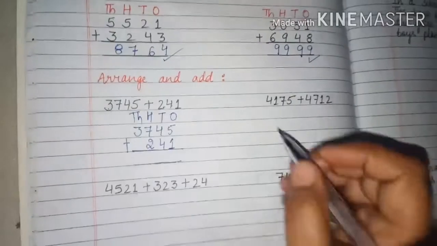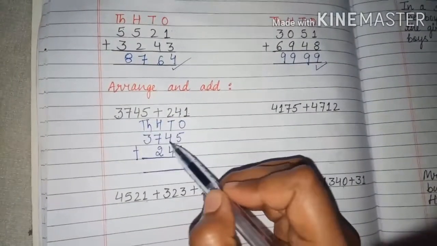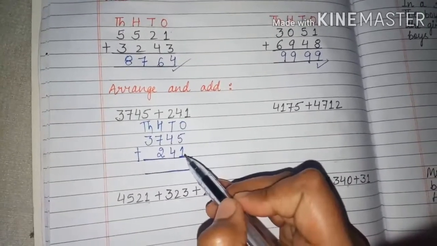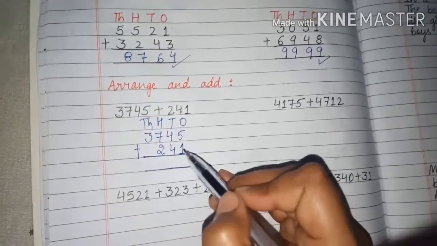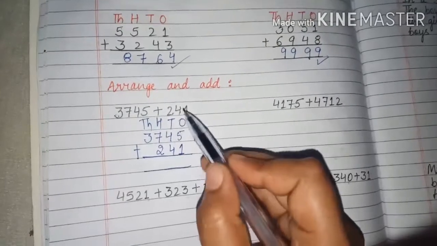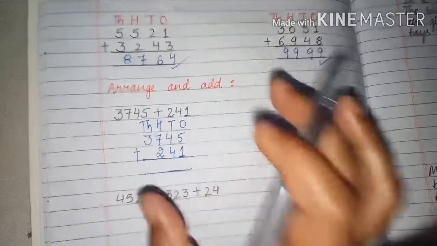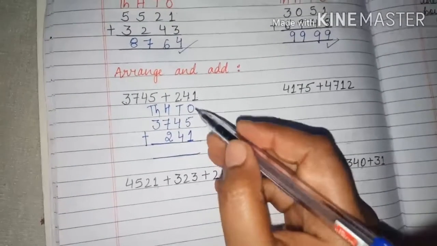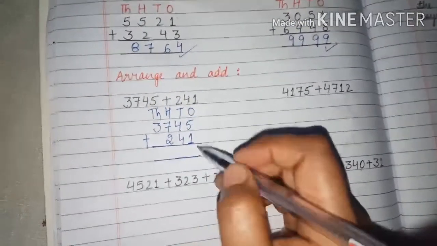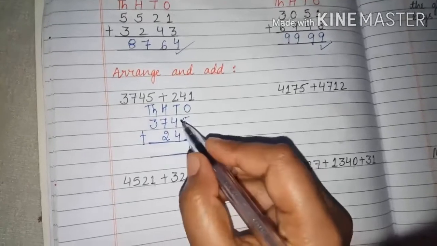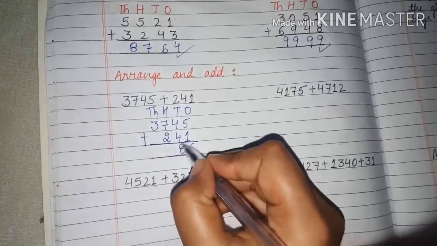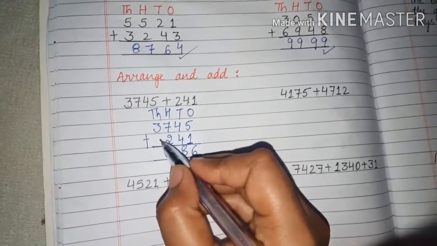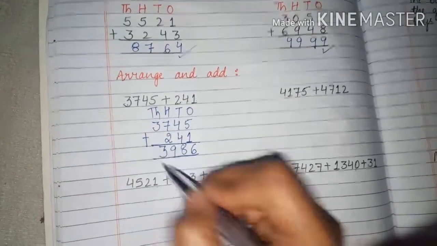And there is one more method: you write 3745, after that start with the ones digit. Write in the ones digit and then follow on, and you will not get confused in these types of questions. In the ones digit you have 5 and 1, so 5 plus 1 is 6. In the tens, 4 plus 4 is 8. In the hundreds, 7 plus 2 is 9. With 3 nothing is there, so 3 remains.